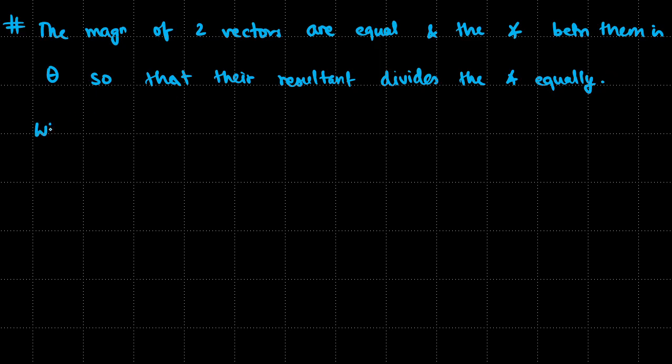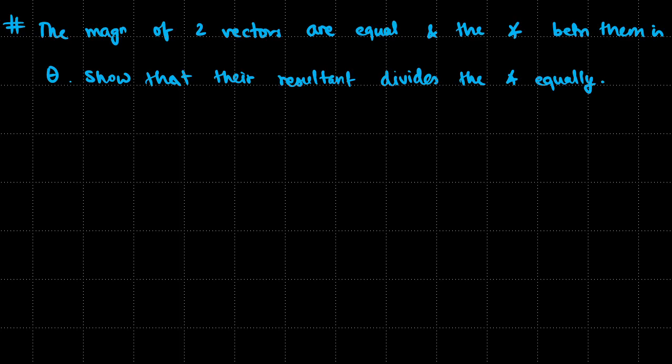I changed the question to make it much more legible. Wait, no. The question was right. I just got confused by the wording. The magnitude of two vectors are equal, and the angle between them is theta. Show that their resultant divides the angle equally. So we must show that the resultant divides the angle equally.